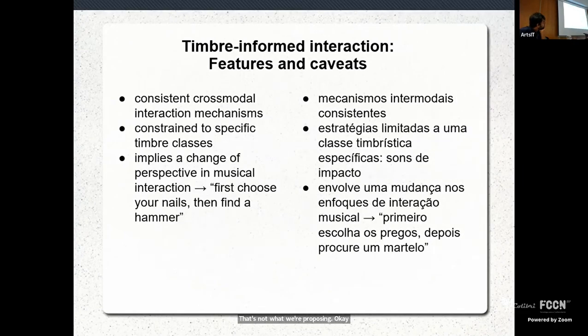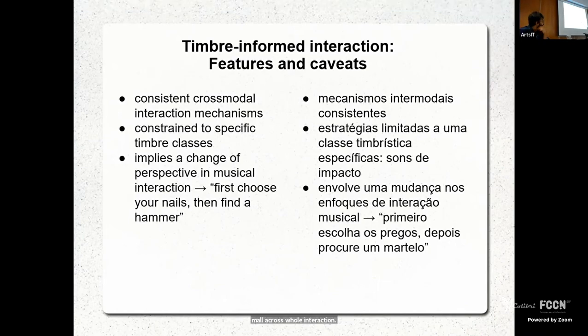So, the last one: specific ideas that we take from this project. Consistent model, cross-modal interaction mechanisms, that we need to keep. We constrain the choices to a specific timbre class, in this case banging or impact sounds, which implies a change of perspective. We start from the sounds, and then we go back to the interaction mechanisms, rather than the opposite way. So, first choose your nail, then find a hammer.